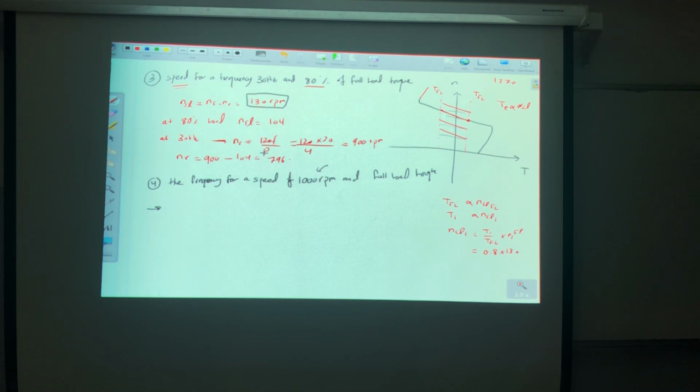So if I do the math, I will say that now the synchronous will equal 1000 plus 130. Why? Because those are parallel lines, the same drop at full load. And this will be the 1130. Then I will say that NS will equal 120F over P. So the F will equal NS times P over 120. If I do the math, this will equal 37.67 hertz. Yep. Good.